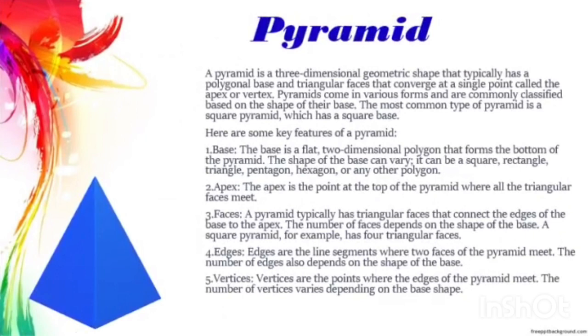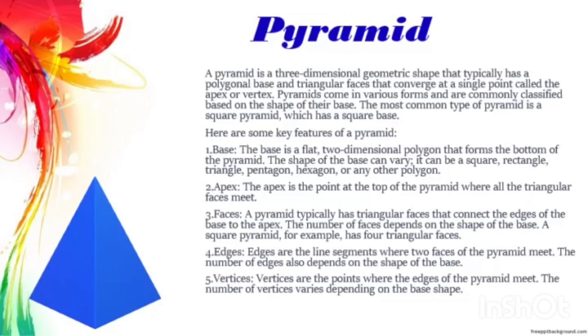Pyramid. A pyramid is a three-dimensional geometric shape that typically has a polygonal base and triangular faces that converge at a single point called the apex or vertex. Pyramids come in various forms and are commonly classified based on the shape of their base. The most common type of pyramid is a square pyramid, which has a square base.